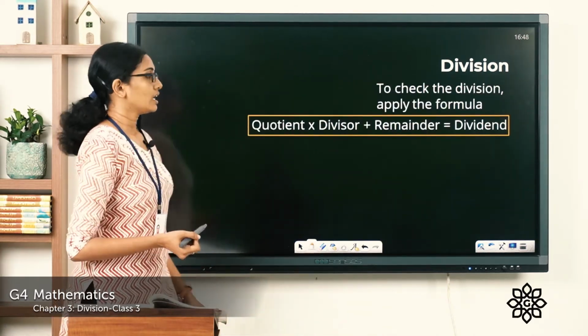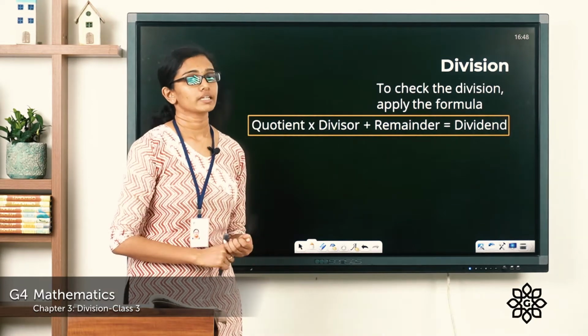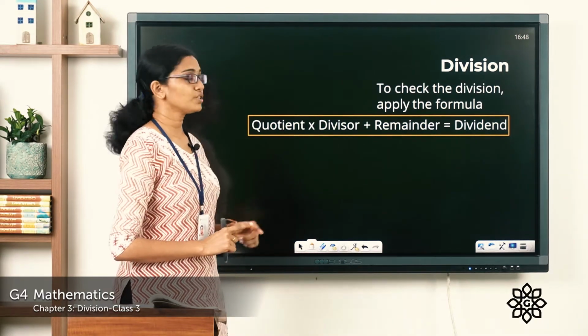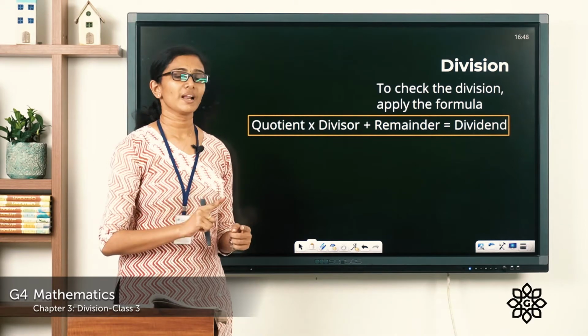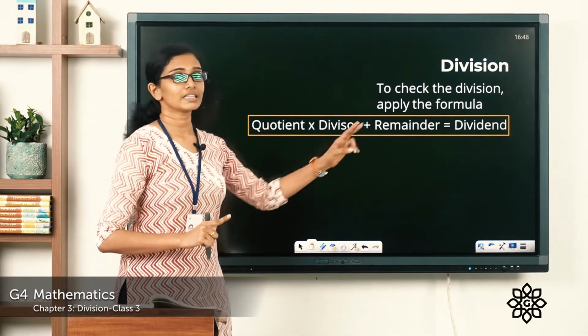Now let's see if we did the division correctly. We know the formula, the quotient into the divisor plus the remainder should give the dividend.